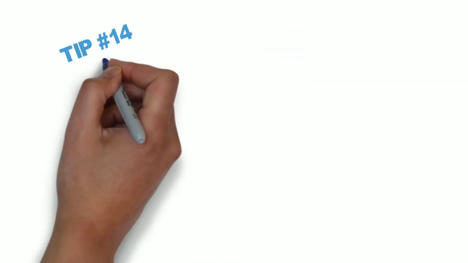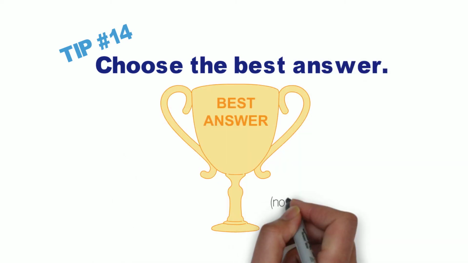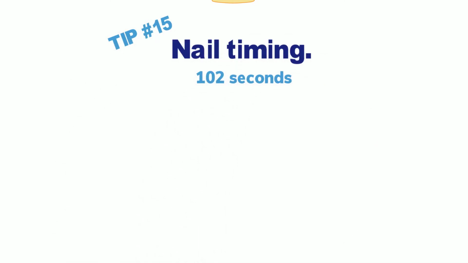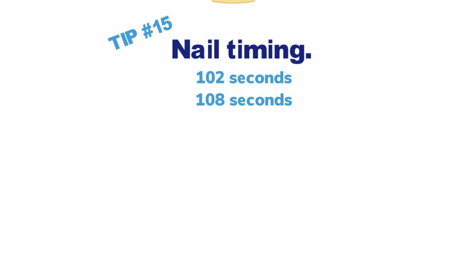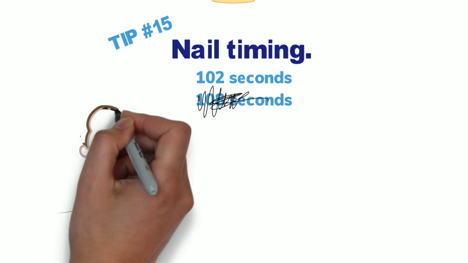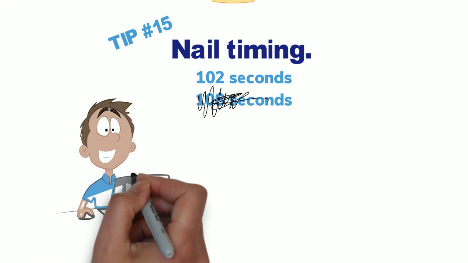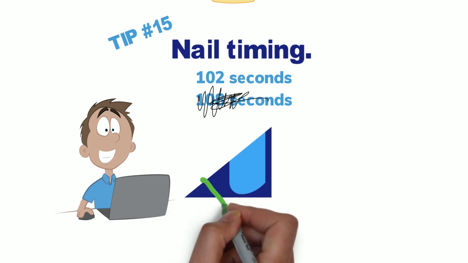Tip number 14, choose the best answer. Don't hunt for the perfect one. You only need the best answer. Tip number 15, nail your timing. 102 seconds, a minute and 42 seconds. That's how much time you realistically have per MBE question. Technically, you have 108 seconds, but shaving off 6 seconds will give you 10 minutes of flex time during each 3-hour session. Your bladder won't have to explode, diarrhea won't destroy you, and you may even be able to double check some answers. By the way, Crescendo's timed practice quizzes and exams train you to keep the 102-second pace.